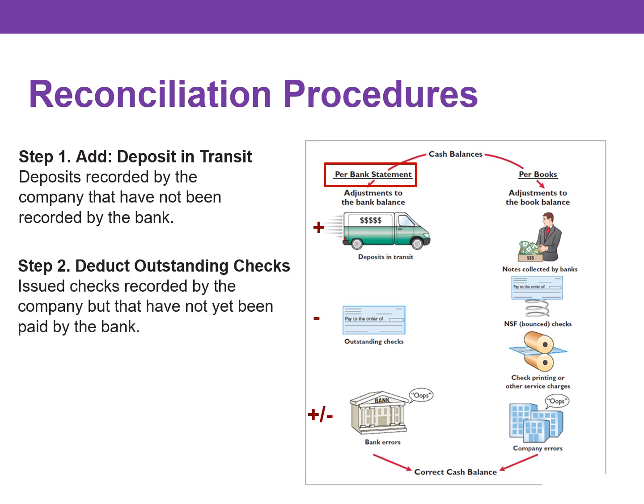The second step is to deduct outstanding checks. These checks have been recorded by the company, but they have not been paid by the bank. Step 3 is to add or deduct any bank errors. As I stated earlier, bank errors are infrequent, but if an error is made by the bank, it is a reconciling item in determining the adjusted cash balance per bank.